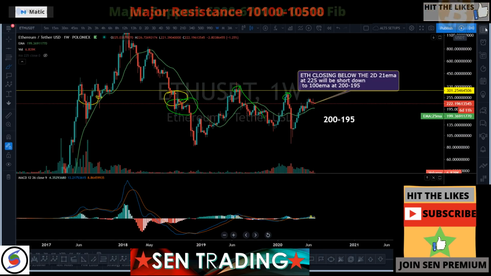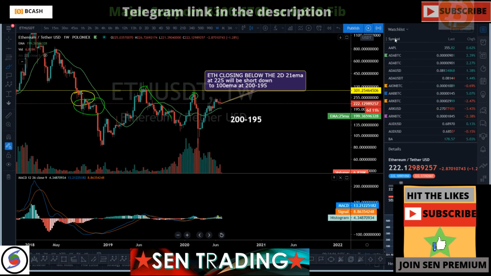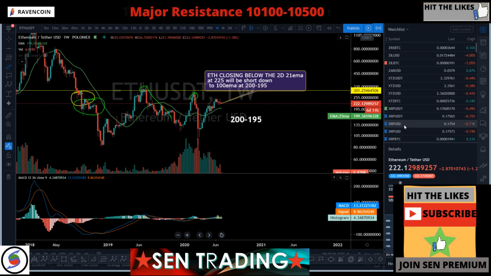Now let's take a look at King XRP, looking very bearish. Not just bearish, it looks bad. It looks very bad.